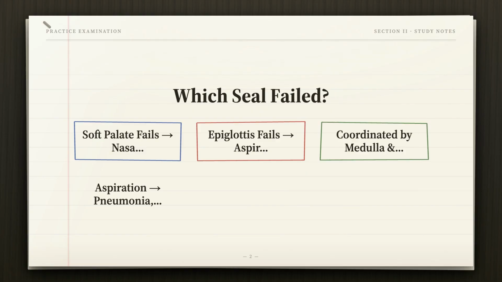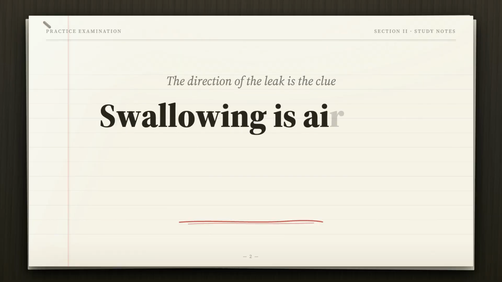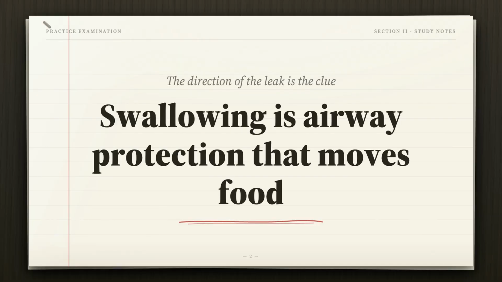This reflex is timed by a swallowing center in the brain stem, so strokes there disrupt it even when the muscles work fine. And aspirated bacteria can cause deadly pneumonia. Think of swallowing not as pushing food along, but as a 1-second airway shutdown that happens to move food. That framing predicts both the timing and exactly what goes wrong when a seal fails.